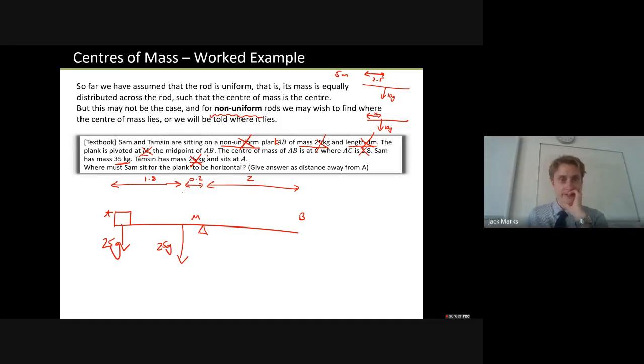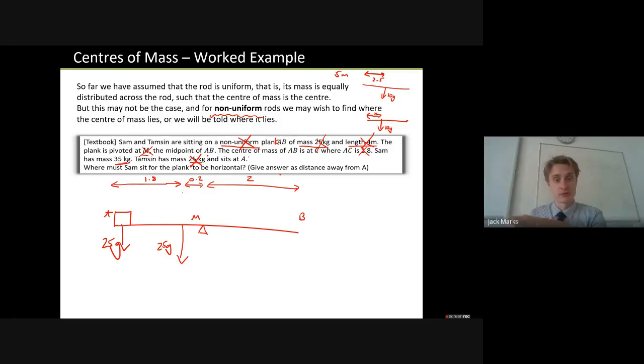So what do we have left? Sam. Sam has a mass, but we don't know where Sam goes. Where must Sam sit for the plank to be horizontal? Give your answer as a distance from A. Okay, so from the left side. Well, before I draw it, I want you to think about where roughly Sam sits.